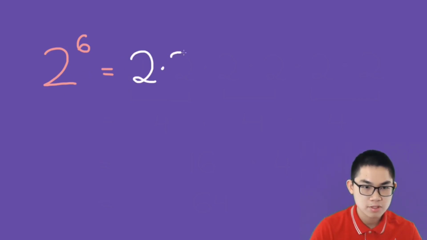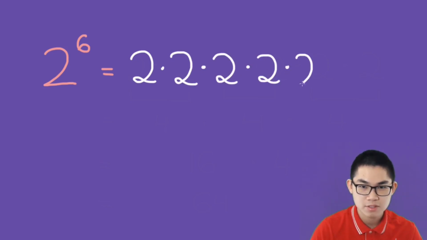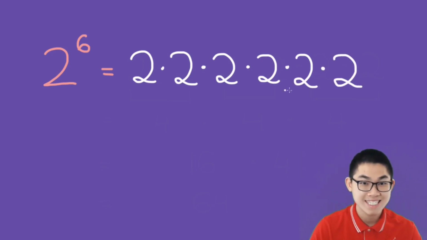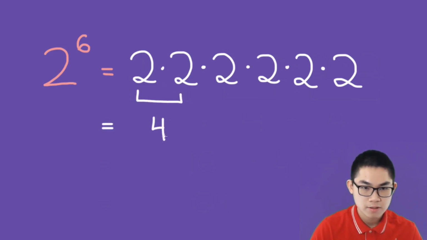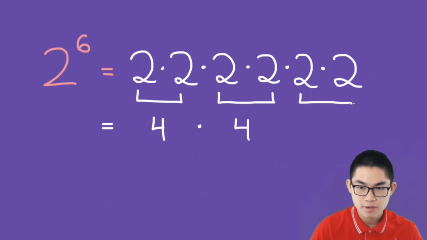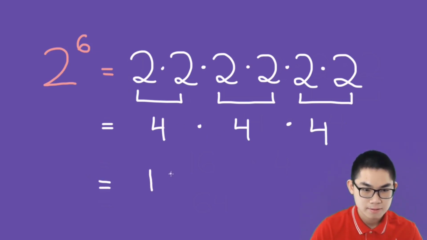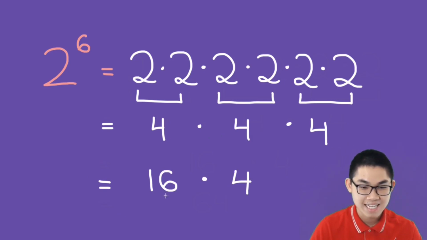What is 2 to the power of 6? 2 to the power of 6 is just 2 times 2 times 2 times 2 times 2 times 2. So as you can see, it's 2 times 2, 6 times. So 2 times 2 will give you 4. Over here it's also 4. This one is 4. 4 times 4 gives you 16. And 16 times 4 gives you 64.